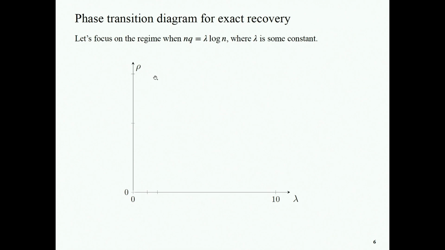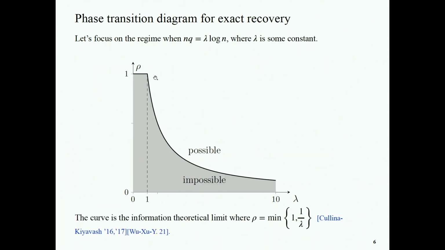So here is a phase transition diagram, and we focus on the region when the average degree equals some constant lambda times log n. In our previous work, also Kalina and Kiavash's work, we showed that this curve here is the information theoretical limit: if you go below the curve, then no algorithm can achieve exact recovery, regardless of computational efficiency. Above this is called the possible regime.